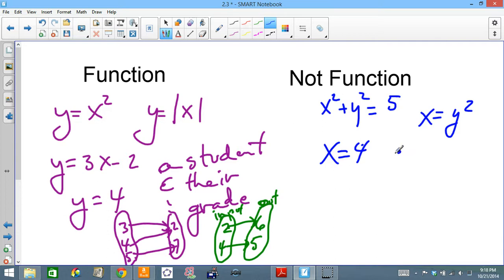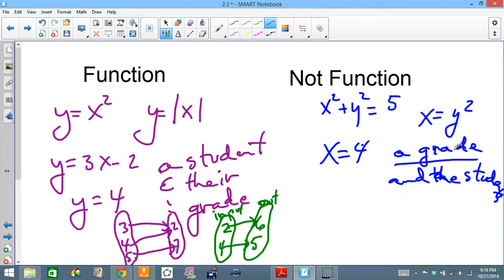A grade and all the students. Sorry, can't write in there. A grade and all the students, okay? Because a grade can be matched with, if you start with a grade, like for example 93%, you can have 2 or 3 or 4 students with a 93%. If you start with a student, well, you can have 12 students with a 93%, but each student has its own grade.